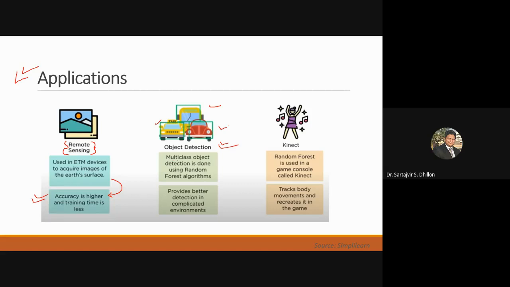Here you can see that multi-class object detection is done using the random forest. Multi-class means this one is one type of car, this one is a second type of car, and this one is a third type of car. So we can use it for multi-class object detection and provide better detection in a complicated environment. Yes, here you can see that in this figure.